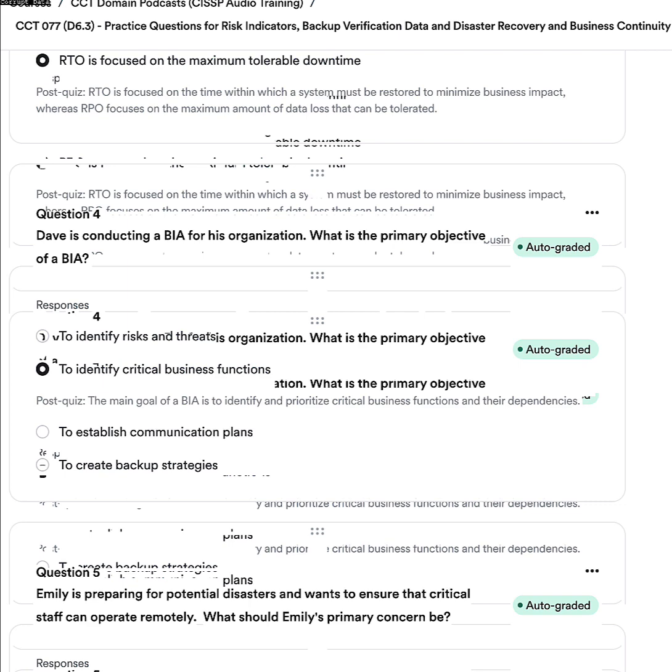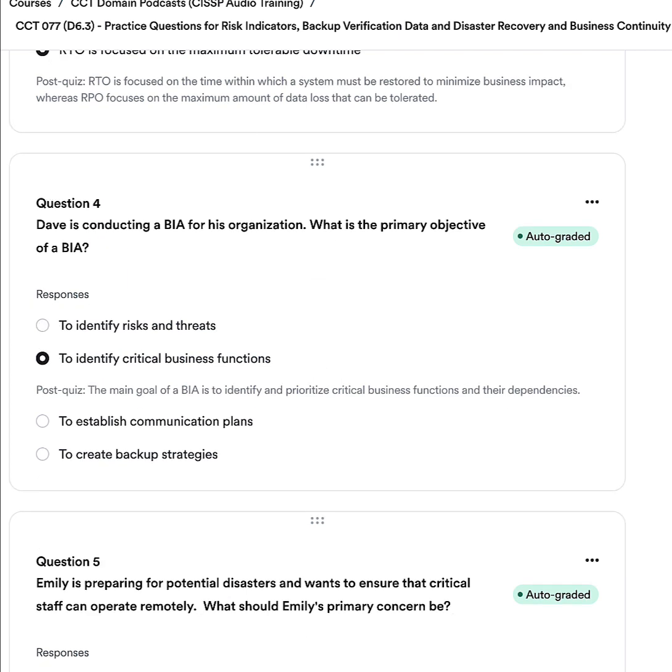Okay, Dave is conducting a BIA for his organization. What is the primary objective of a BIA? B, to identify critical business functions. That's what you want the BIA to do, and it will help you walk through the whole process to determine which functions are the most critical to your organization and help you then determine the interdependencies that they may have.